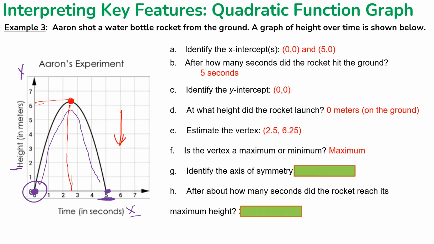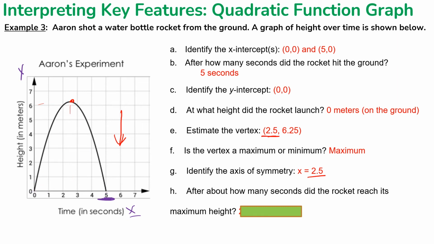And next one, identify the axis of symmetry. That is the x value of the vertex, so x is 2.5. So the axis of symmetry is 2.5, and you can remember it cuts the graph in half equally. If we draw a line here, it should cut the graph in half equally. So axis of symmetry, x value of the vertex.